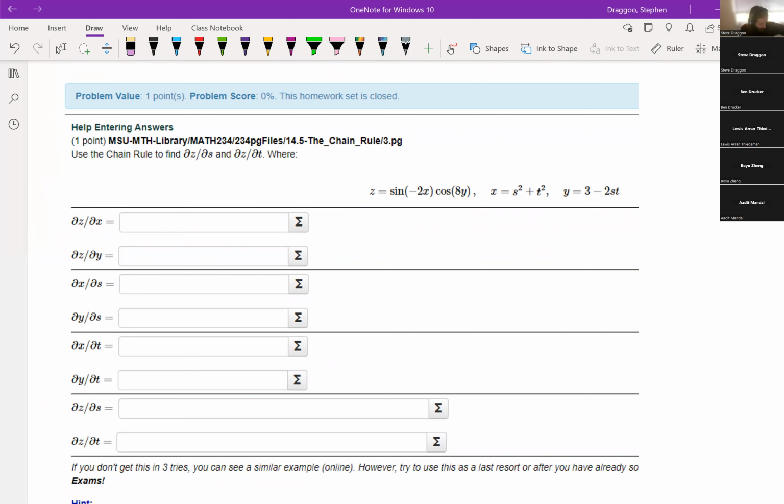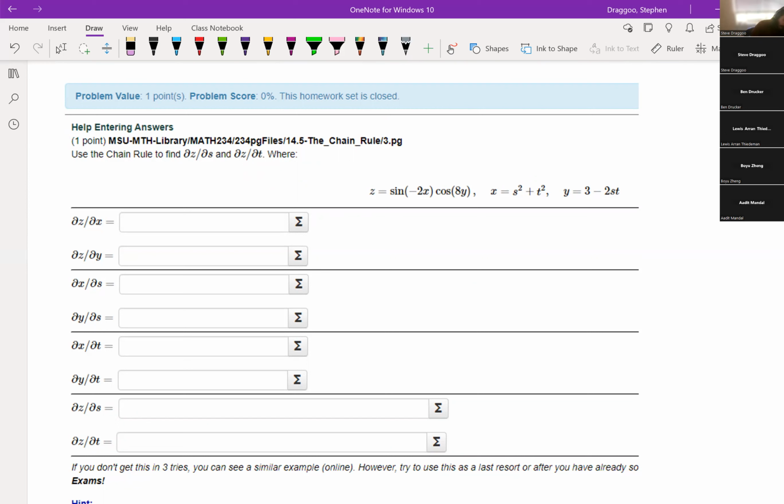So ultimately this WebWork problem is asking us to find the partial of z with respect to s and with respect to t. I'm going to do all of the first two parts, but then I think I'm just going to get the s partial and call that good enough for now. The t partial will look much the same, just with the t partials plugged in instead.